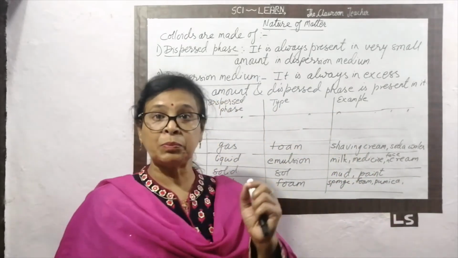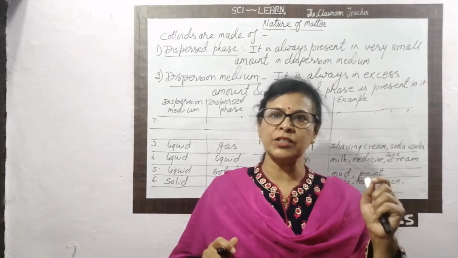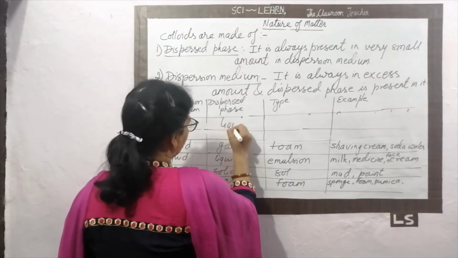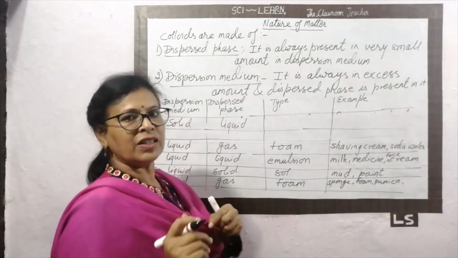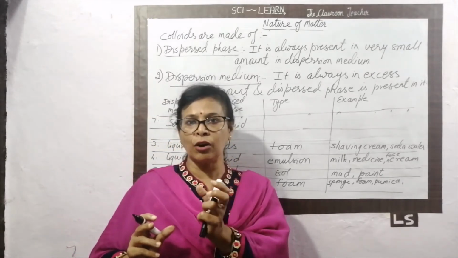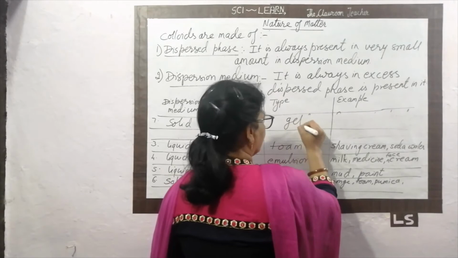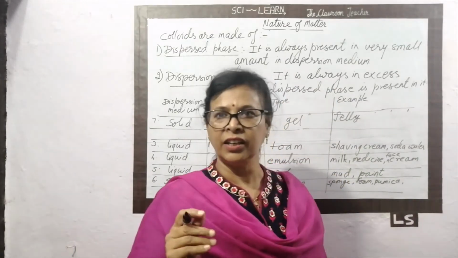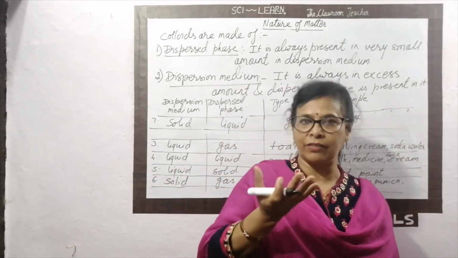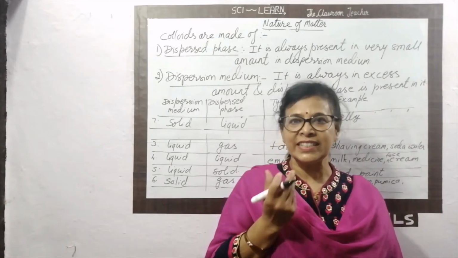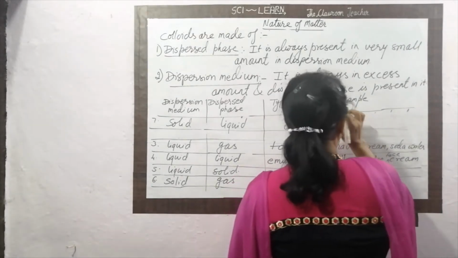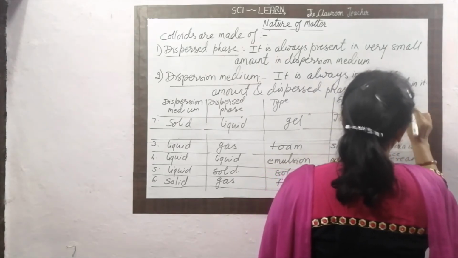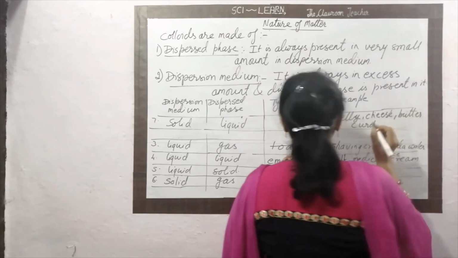Okay, number 7. The dispersion medium is solid and the dispersed phase is liquid. Liquid in a small amount combines with a large amount of solid. What is formed here? It forms gel. All the jellies are very much like it. Jelly is a type of sweet that you eat very well. Jelly is an example of this. Cheese, butter, curd. You know all these things very well. Curd, all these are examples of gel.